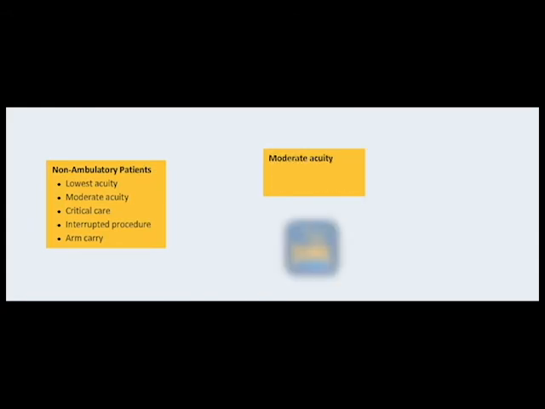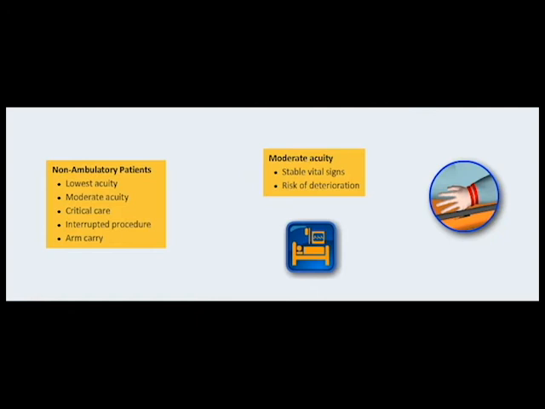Moderate acuity. These patients have stable vital signs, but are at increased risk of deterioration. Examples include post-operative patients, or those who require biomedical equipment to accompany them. This group of non-ambulatory patients is moved next, and can be sub-identified by applying two red wristbands.